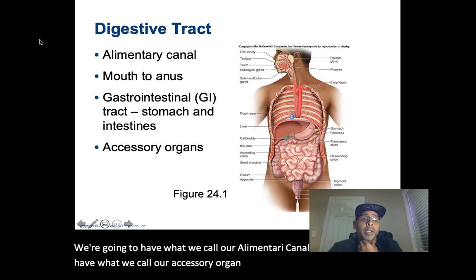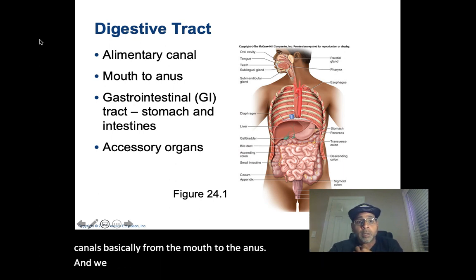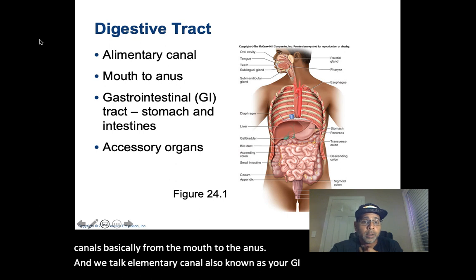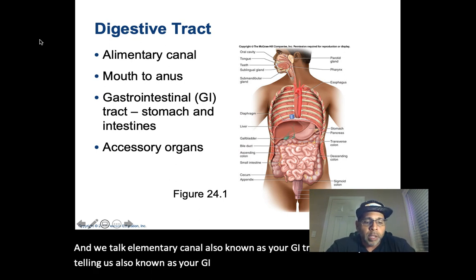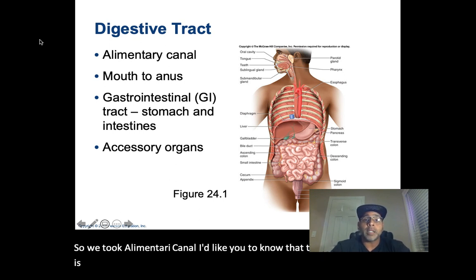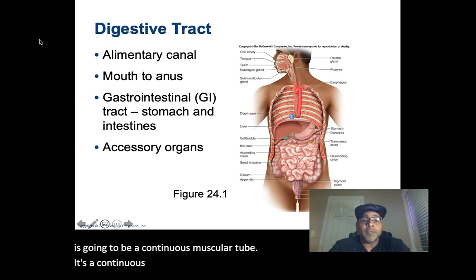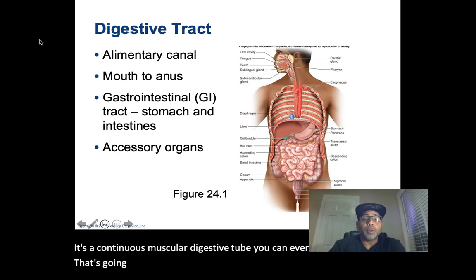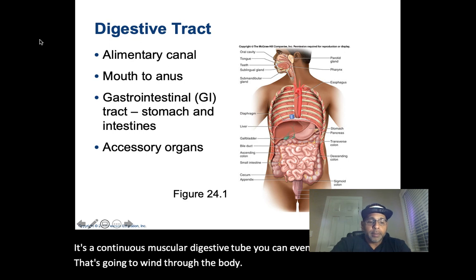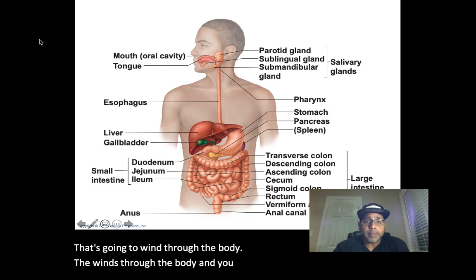So here you can see the alimentary canal. It's basically from the mouth to the anus. When we talk about the alimentary canal, also known as your GI tract, like they're telling us, I'd like you to know that the alimentary canal is a continuous muscular tube. You can even refer to it as a continuous muscular digestive tube that winds through the body, and you can see that there very well.